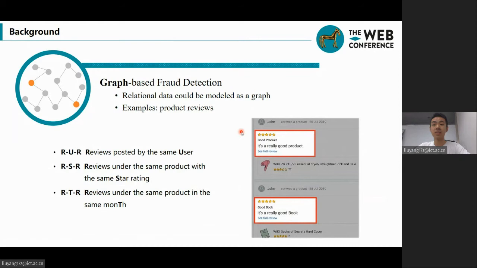The fraud detection task is conducted on a graph. Graphs are used to model the relationships between the targets. For example, in the product review setting, if 2 reviews are posted by the same user, these 2 reviews have a relationship named R-U-R. It means they are posted by the same user. Similarly, the other 2 relationships: R-S-R means that they are under the same product with the same star rating, and R-T-R means they are under the same product in the same month.